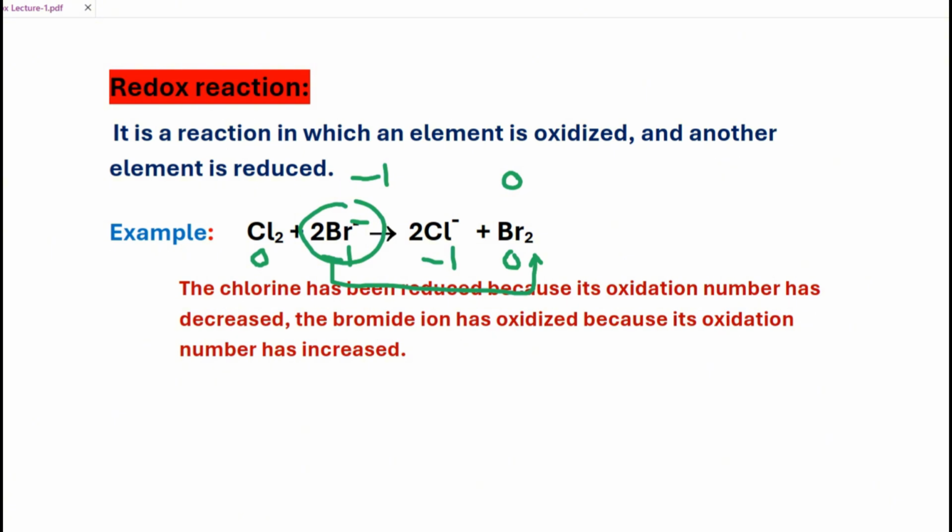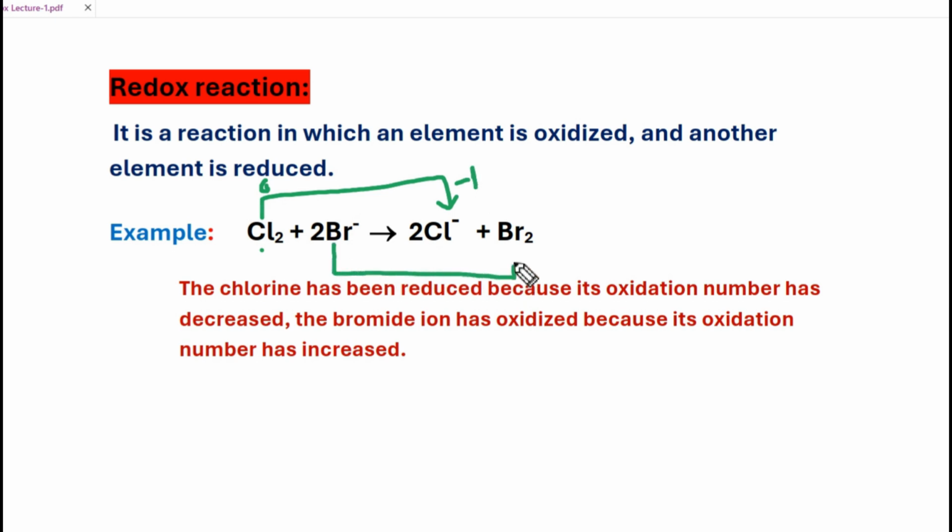Now chlorine 0 to -1, chlorine gains electron, or you can write oxidation number decreases. So here chlorine is reduced 0 to -1, and bromide ion is oxidized -1 to 0. One element oxidized, other element is reduced. That's why this reaction is known as redox reaction.